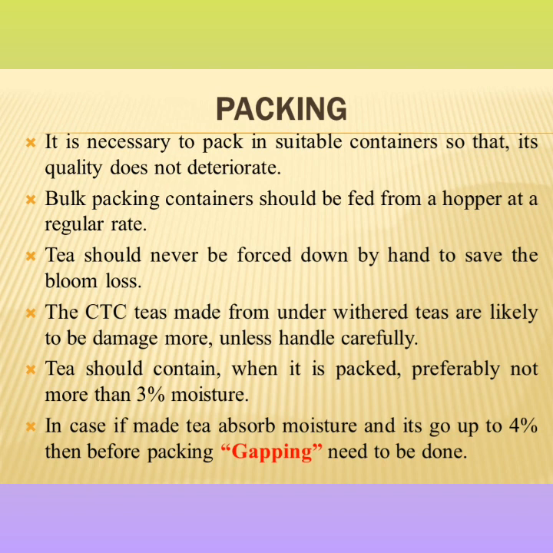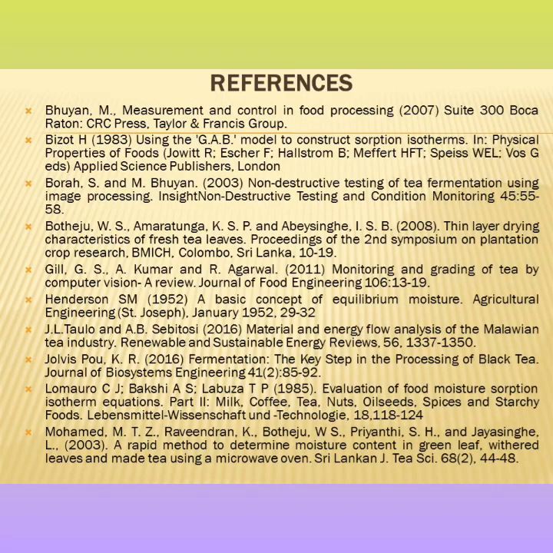When packed, tea should preferably contain not more than 3% moisture, because if it is more than 3%, we have to send it again for drying, which is called gapping. If the moisture of the tea is above 3%, you should not pack it and should send it for gapping. Gapping is re-drying at a lower temperature, but it deteriorates the quality of the tea and we may face bloom loss.